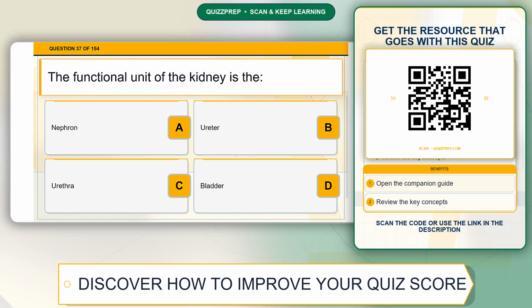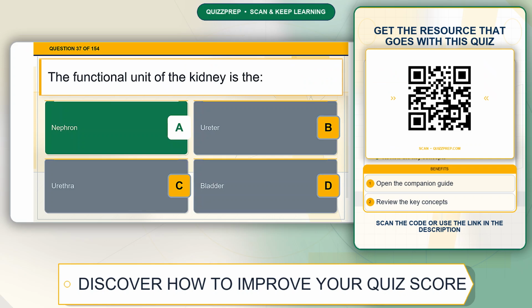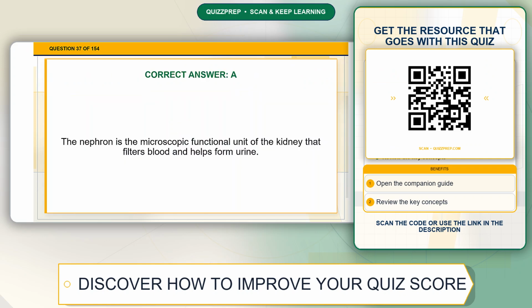Question 37. The functional unit of the kidney is the. Option A, nephron. Option B, ureter. Option C, urethra. Option D, bladder. The correct answer is option A, nephron. Explanation. The nephron is the microscopic functional unit of the kidney that filters blood and helps form urine.